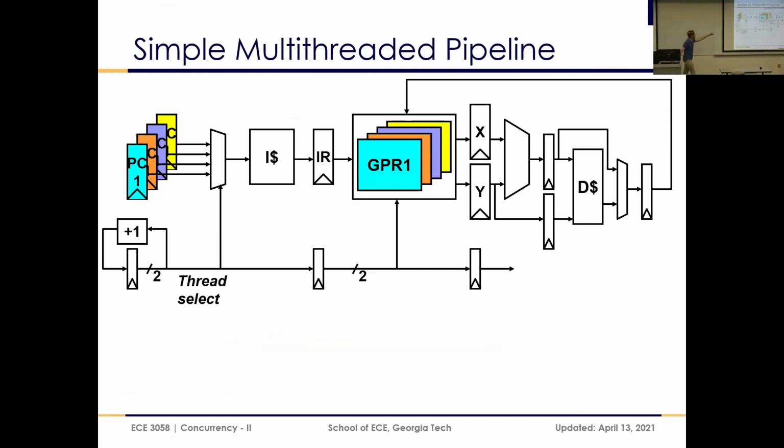We have a MUX. We have a thread selector, a thread counter. It has its own pipeline registers, just like all other control signals. And now we have multiple copies of the PC and the general purpose registers. The rest of the pipeline stays the same.